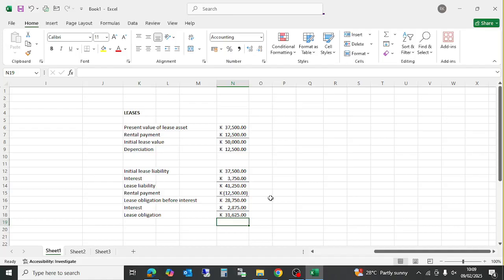So in your balance sheet, on the non-current assets, as per this year, we'll remove accumulated depreciation and the current year depreciation to find the carrying amount of the right of use asset. And when it comes to the liabilities, our lease liability figure that will go there is this, the 31,625. So we have the asset and we have the lease liability. This is how you can solve such a question.